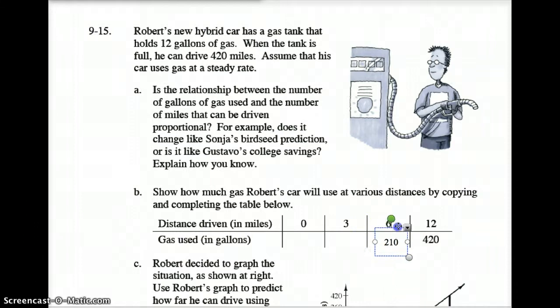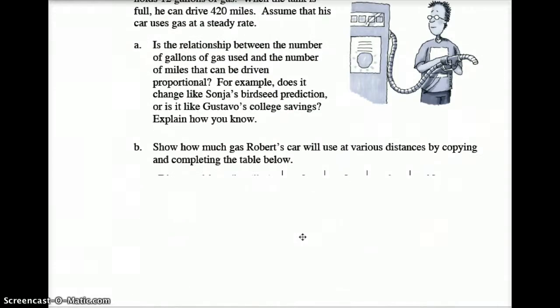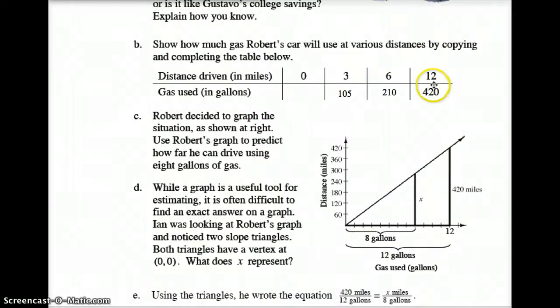Well, if 210 is half of 420, let's think about 3, for example. 3 would be half of 6. So half of 210 would be 105. And obviously, if we had no gas in the car, how many miles could you go? 0 miles. So there's one way of proportional reasoning out something, is looking at what you know about different things and being able to solve that.